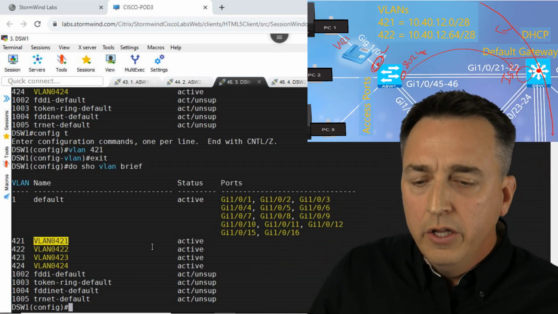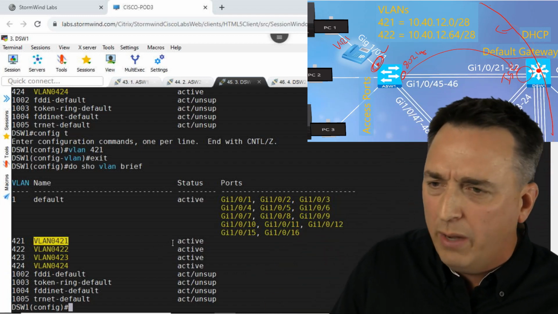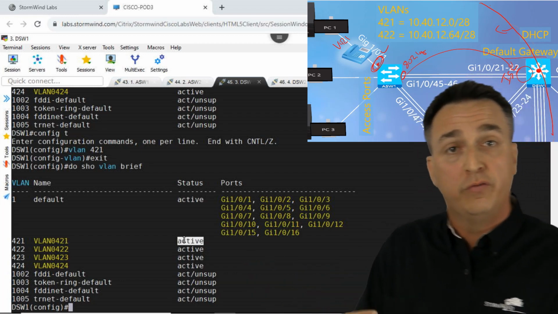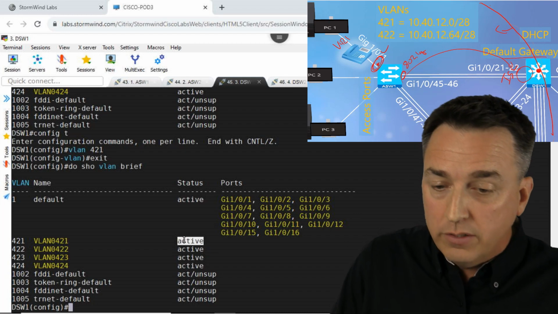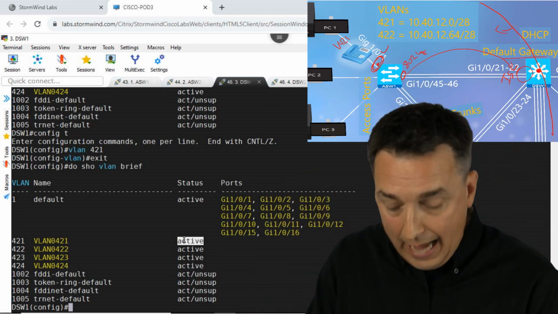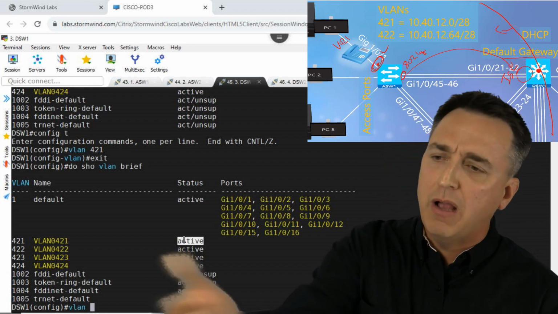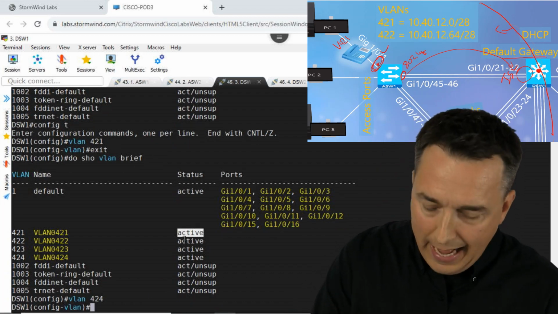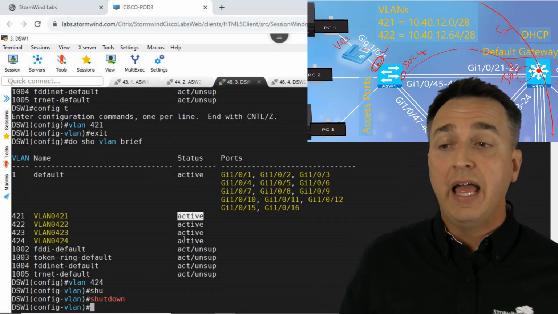take a moment here to answer a question about, wait, what do you mean active? What do you mean active, Raymond? Well, look at the status of your VLAN. By default, it's active, right? Well, you can actually change that. Let's mess around with one of the other VLANs right now, 424. So you can actually shut down a VLAN.